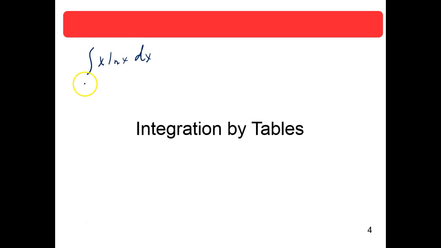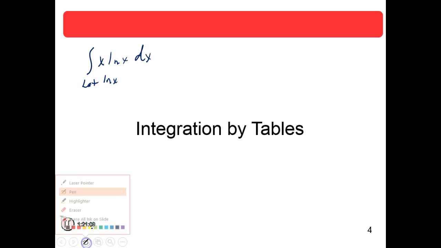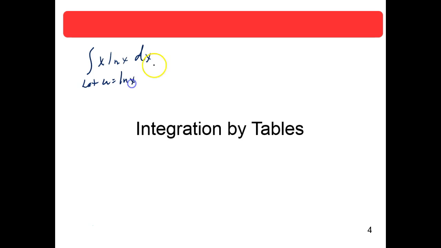So, in this one, let the thing you're going to take the derivative of, surprisingly here, be the log x. I forgot to write my u in there. I said it, but didn't write it. Let u equal log x, and dv equal what's left? x dx, because the d's always go together.